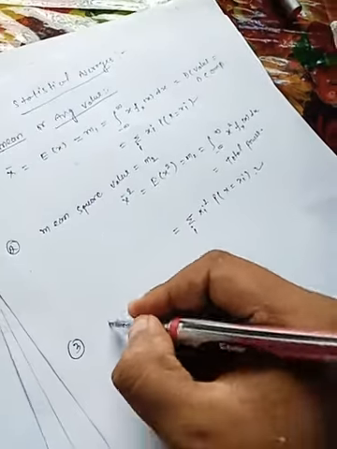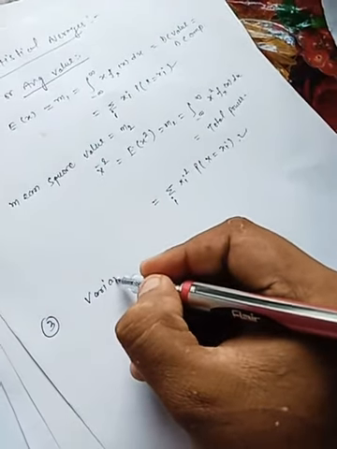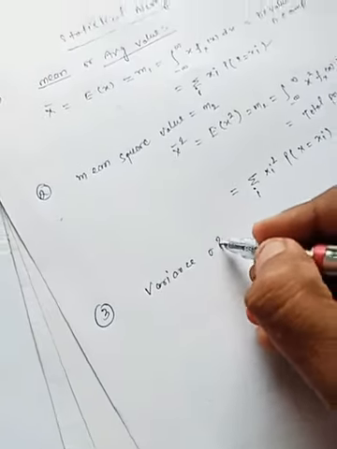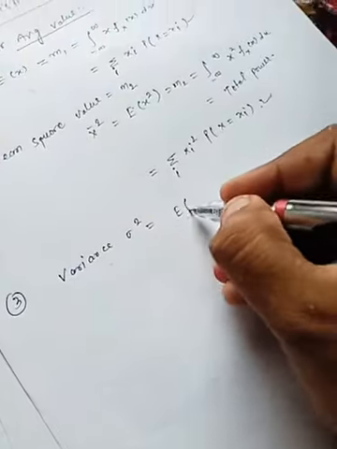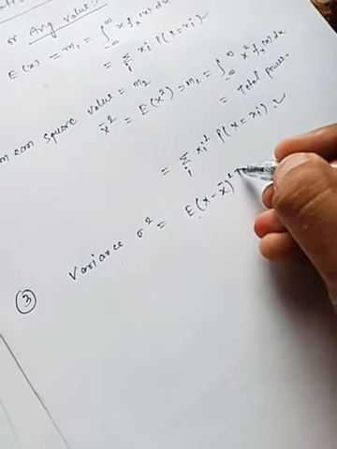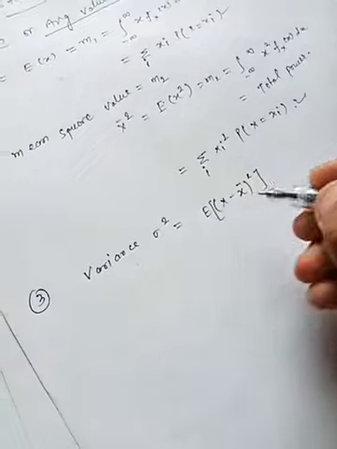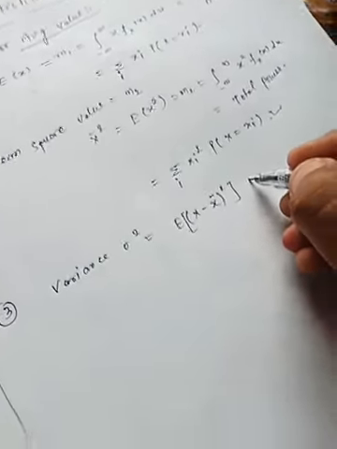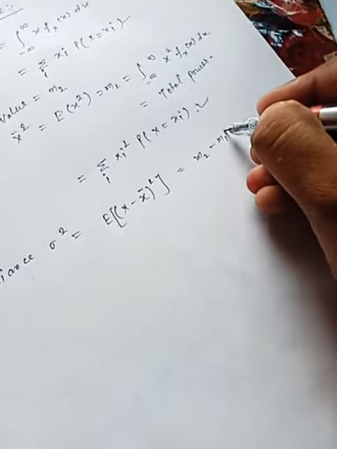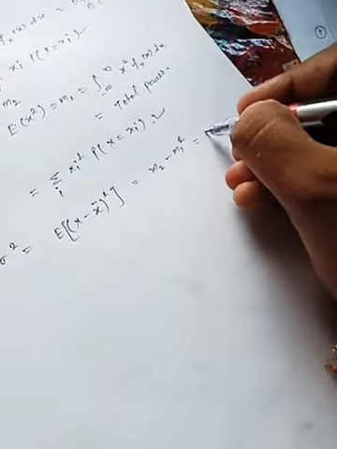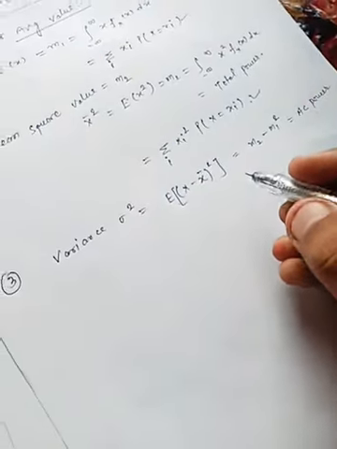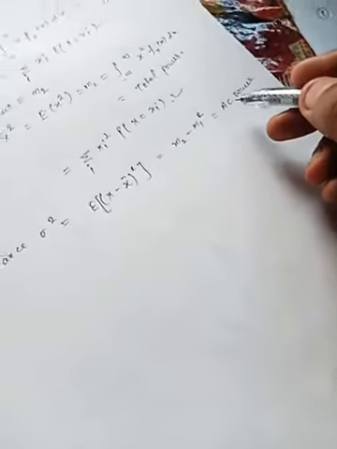Third, variance. Variance, sigma square, equal to E of (x minus x bar) whole square, equal to m2 minus m1 whole square. This is known as AC power.